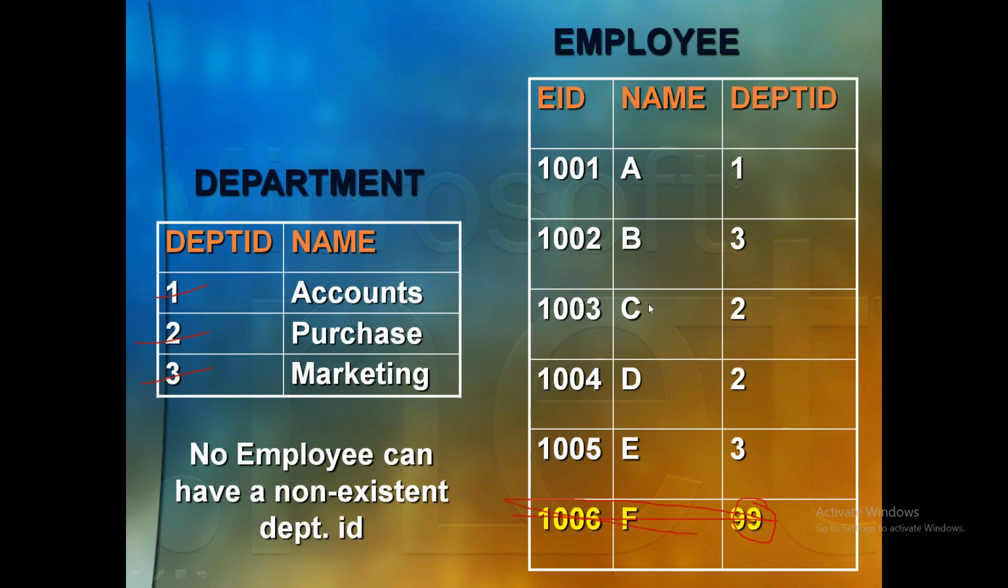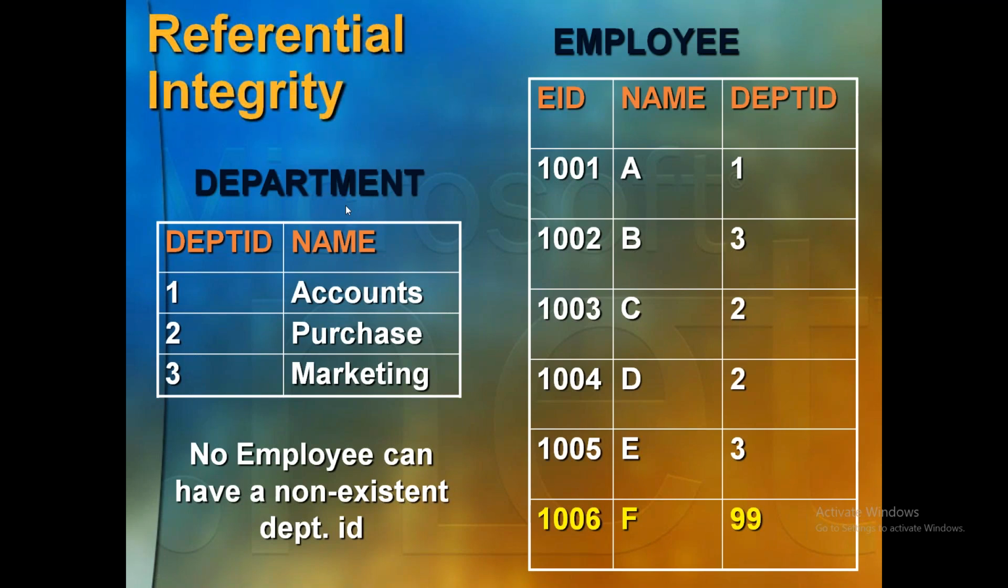Remember this point. Clear? Whenever you enter a value in the foreign key, SQL Server or Oracle or any other RDBMS software is going to take this value and verify, is it 99? No. Is it 99? No. Is it 99? No. So when this value does not exist here, the entire row gets deleted. You will get a message, foreign key violation error. What is the error you get? Foreign key violation error. So this kind of existence check is called referential integrity.